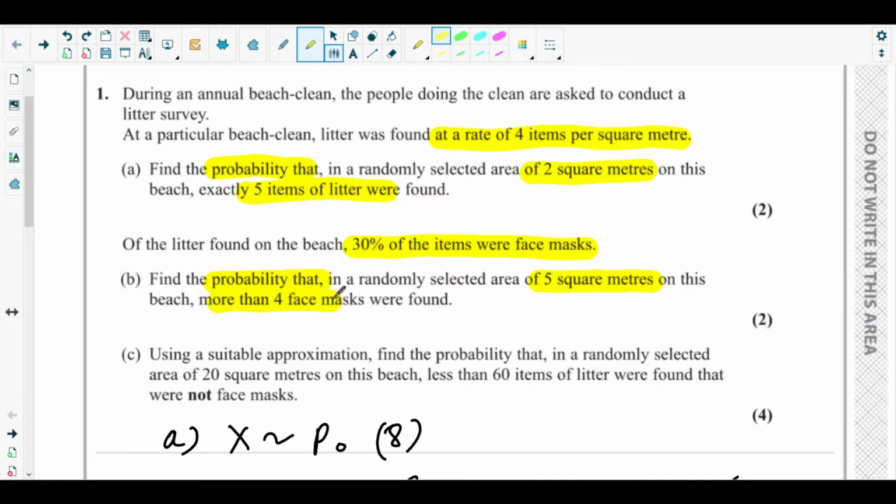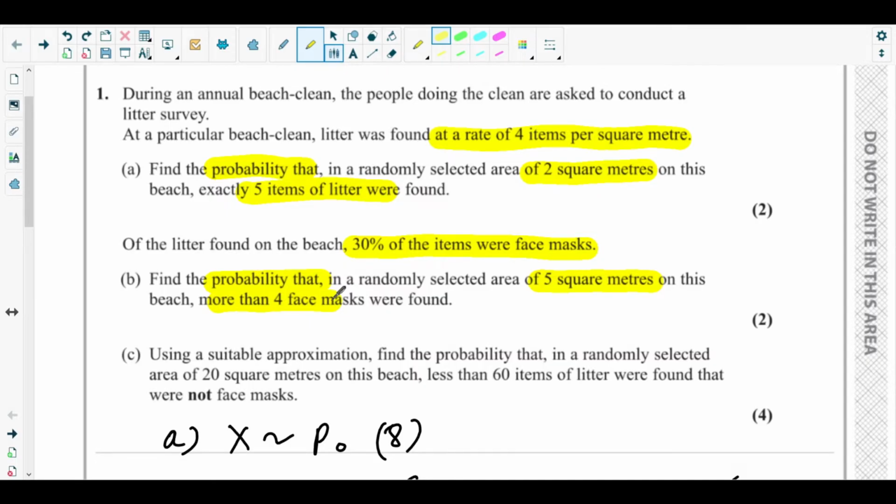If you see the percentage 30%, you might think that this is distributed under a binomial distribution, but it's not working like that. It says 30% of the items that have been found are just face masks, that's it. For a binomial distribution, we need to have a fixed number of trials, or a fixed sample. A fixed sample we would need here.